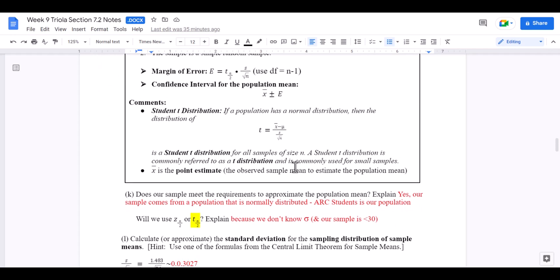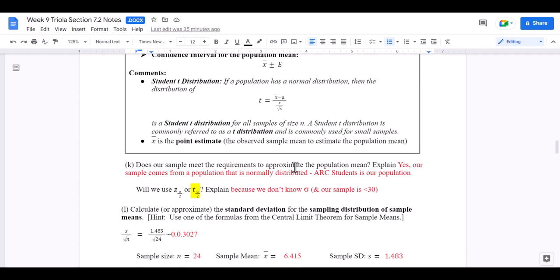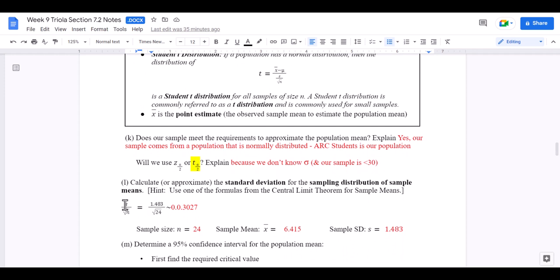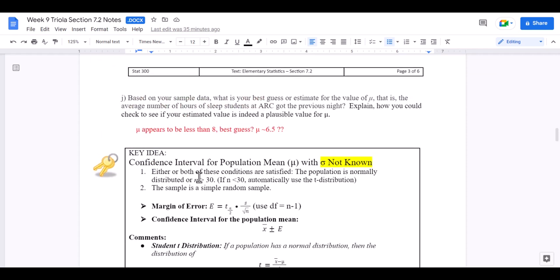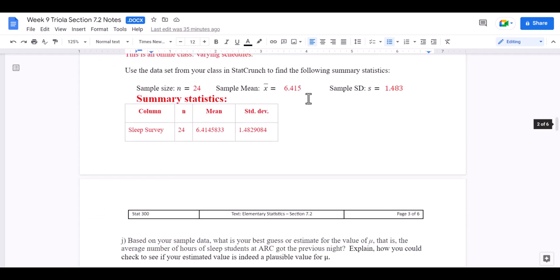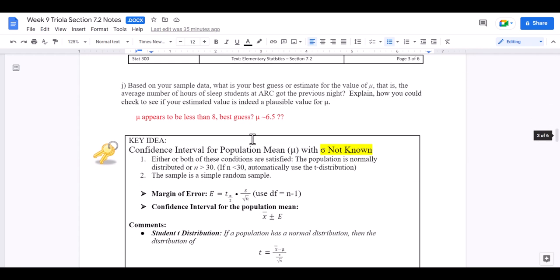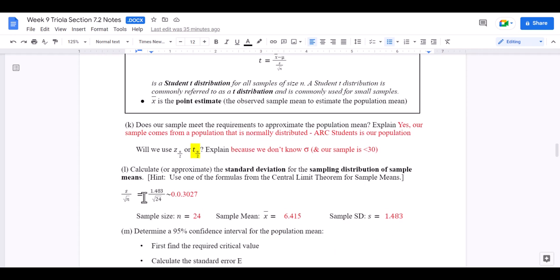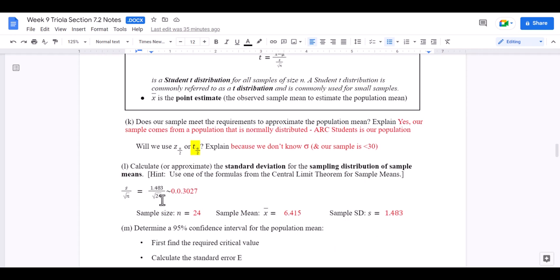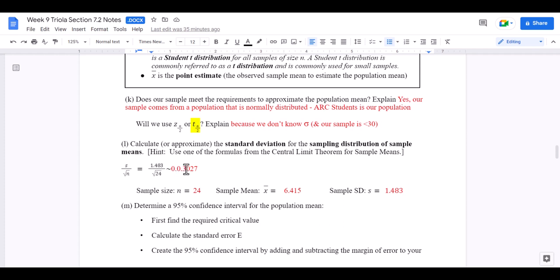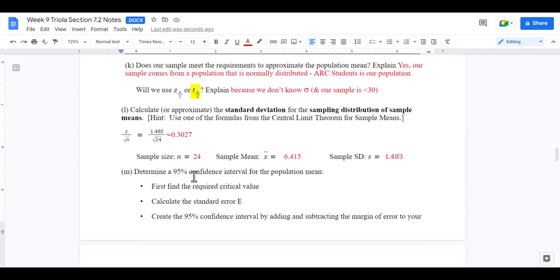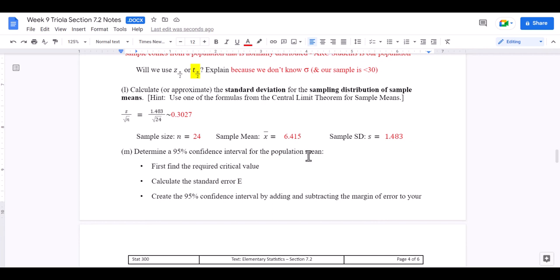And so let's calculate the standard deviation for the sampling error. We're going to use s over the square root of n. Looking back over here at our StatCrunch data, s is 1.483 and n is 24. So that's what I'm putting in the formula here. 1.483 divided by the square root of 24 is 0.3027.